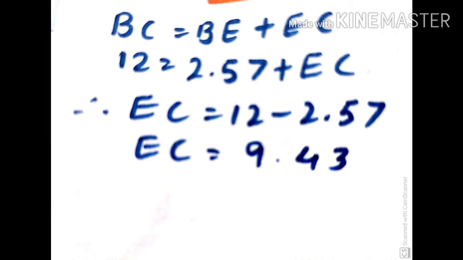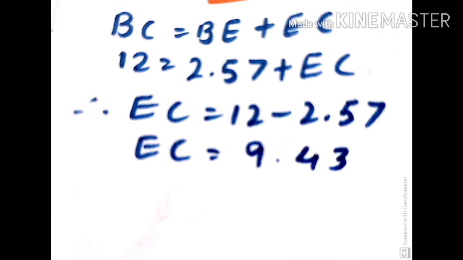We have just found our BE value 2.57, which we can substitute here to get our EC value. So EC is equal to 12 minus 2.57. After subtraction I get EC is equal to 9.43. Now this value I will use to get my next value, AC.